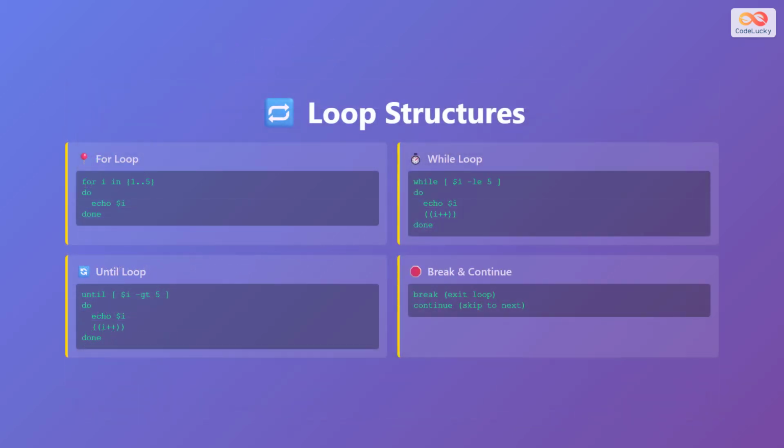Loops let you repeat commands multiple times without typing them over and over. The for loop iterates through a sequence of values, like numbers 1 through 5, executing commands for each value. The while loop continues executing commands as long as a condition remains true. The until loop is similar but runs until a condition becomes true. Within any loop, the break statement exits immediately, while the continue statement skips to the next iteration. Loops are essential for processing large amounts of data or performing the same operation on many items.